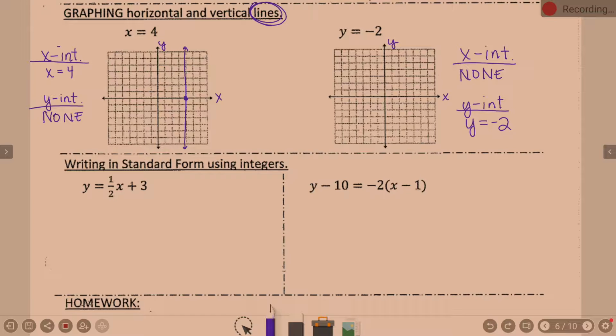So that means we have to run parallel to the x-axis. So I'm going to cross through y equals -2, so right there. And there we go.